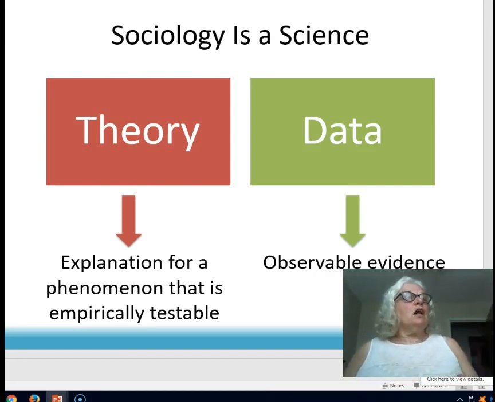So science sociology starts with oftentimes theory, especially if we're looking at quantitative, and we can look at data that we collect. Now, qualitative research may look at the individuals and see what's going on and then develop the theory. But theory explains what's going on in the process.